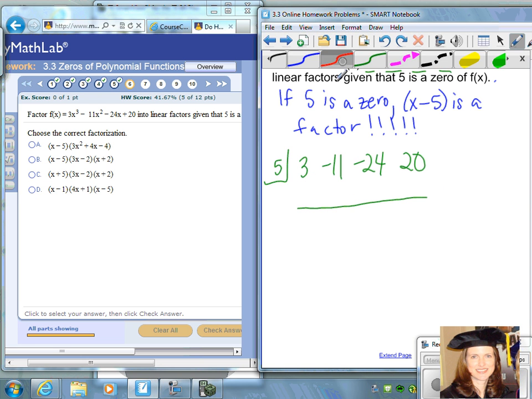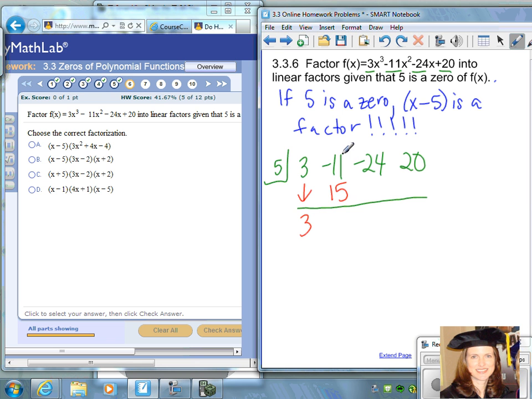Bring down the first coefficient, which is 3. 3 times 5 is 15. Negative 11 and 15 is positive 4. 4 times 5 is 20. Negative 24 and 20 is negative 4. And negative 4 times 5 is negative 20. And we have a remainder of 0.